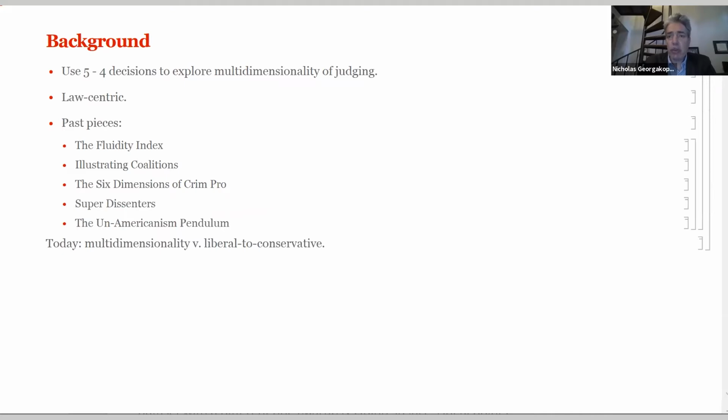Essentially, there's a big database that has all the decisions of the Supreme Court and the votes of the judges. And we take the modern database, which is from the 1946 term, which means from October 1946 to the term before the last, and we focus on the 5-4 decisions, the tightly split decisions, to explore the multidimensionality of judging. It's law-centric. This is not political science. We're trying to understand the law part of it.